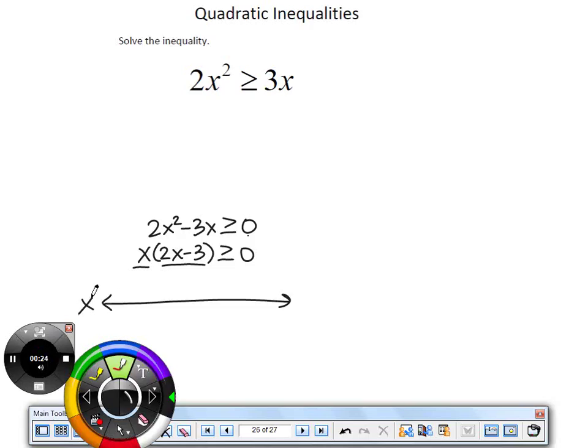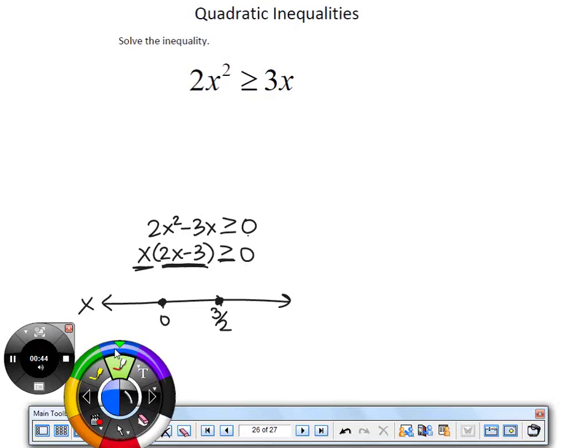when we set them equal to 0, we would find that the x-intercepts, or the places where the graph crosses the x-axis, would be when x equals 0 and when 2x minus 3 equals 0, which if you solve that, you would get 3 over 2. Now, we do want the places that are equal to 0 included in the solution, so I'm going to fill those points in.